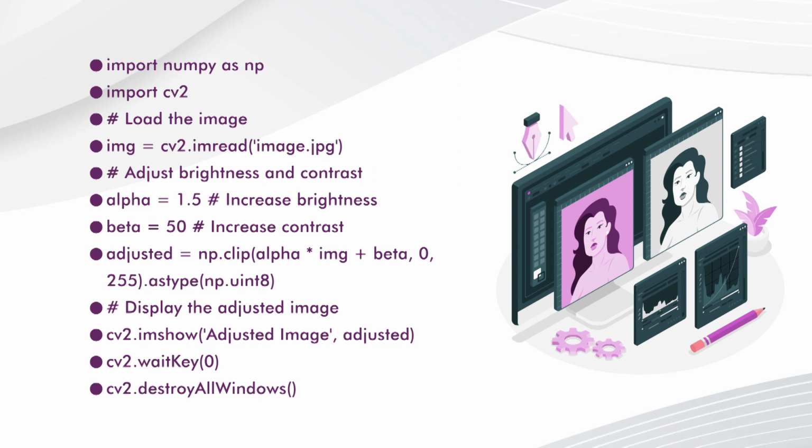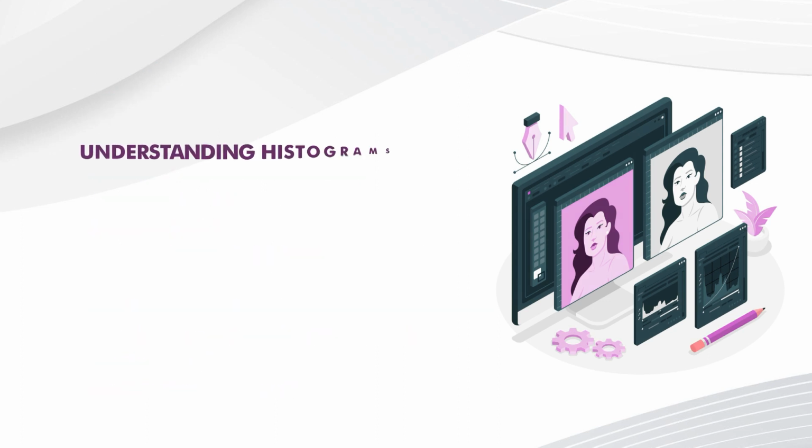So again, we are using some library functions like import numpy as np, import cv2. After that, we have to load the image or give input to that particular function. After that, adjust the brightness and contrast. Again, we are increasing the brightness and increasing the contrast with sufficient values. Then display the adjusted image, and we have to show that particular image which is adjusted with some values. So, understanding of the histogram is the next topic.